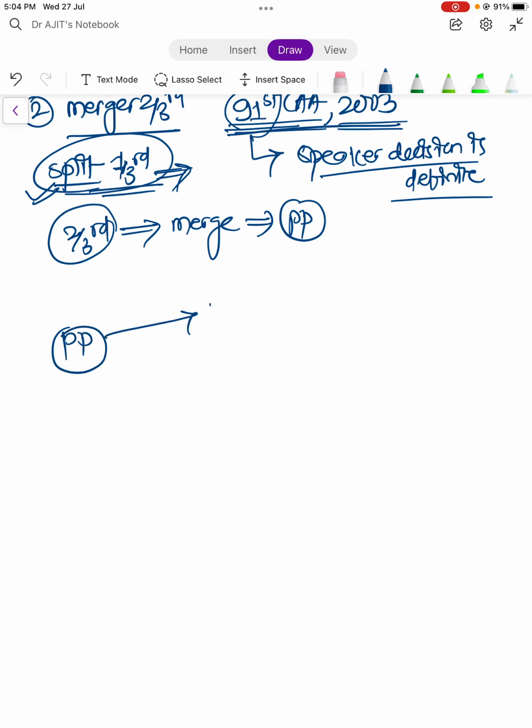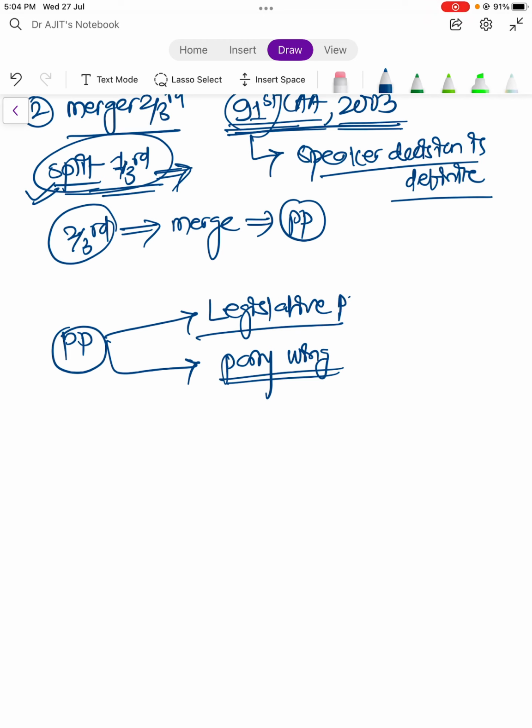A political party is mainly divided in two parts: the legislative party and the party wing. The party wing is the structural wing, for example Shakha Pramukh, head of village, head of Tahsil, head of district, then the president or the founder or main person who is responsible for the party. In case of Shiv Sena, it is Uddhav Thackeray. Sorry, Karyadhyaksha is what he is called, and the basic position at village level is called Shakha Pramukh. So it is divided in two parts.